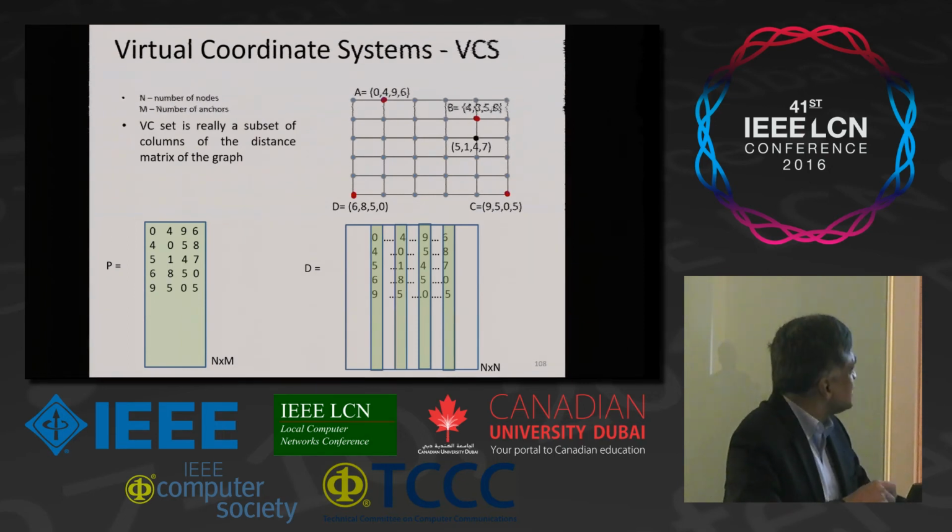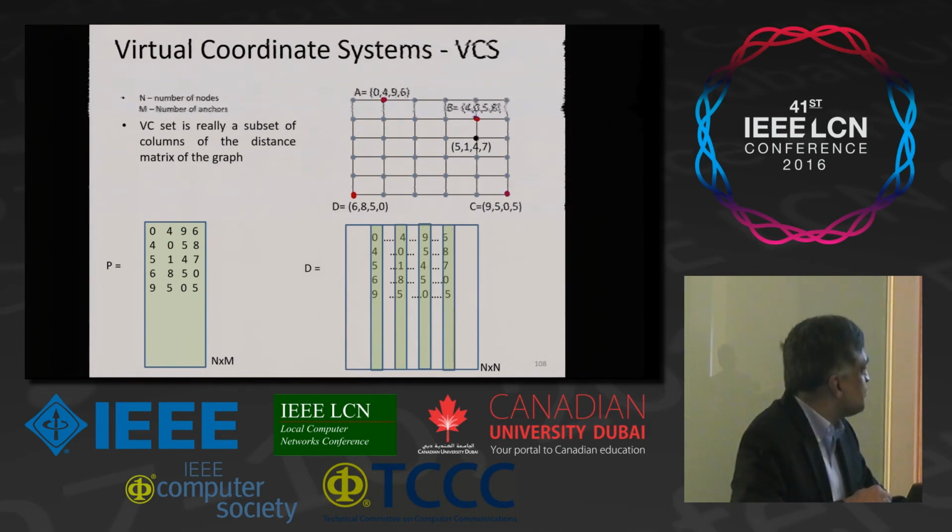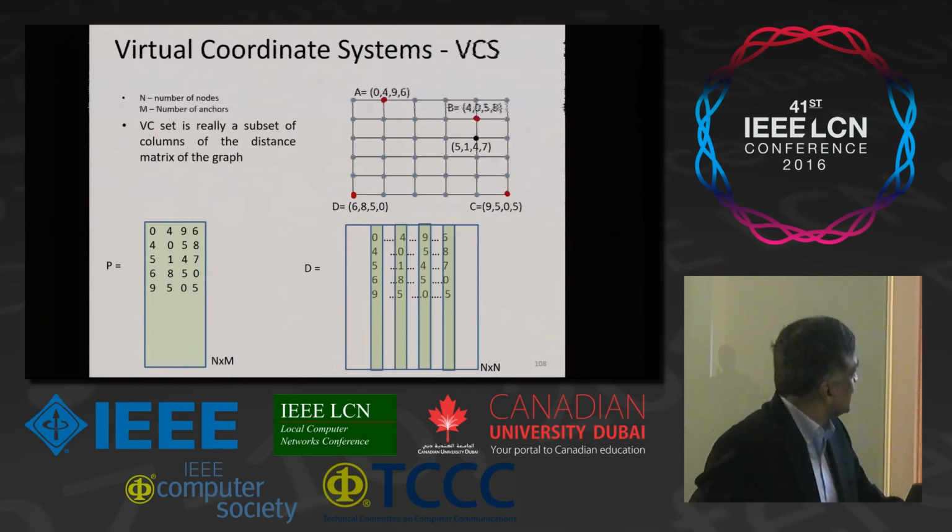So for the virtual coordinate system, you have an n node network. The distance matrix is n by n, but your virtual coordinate system is really a subset of columns of this distance matrix, right? If you select random anchors, this is a random set of columns of the distance matrix, and from this we figure out all these things. And in fact, M is about 5% of the number of nodes. Actually, very often it's less than that. All right, so this is how we start.